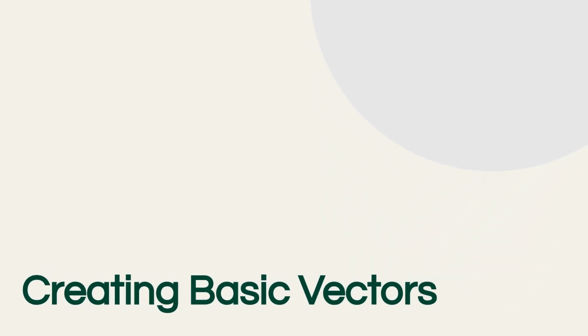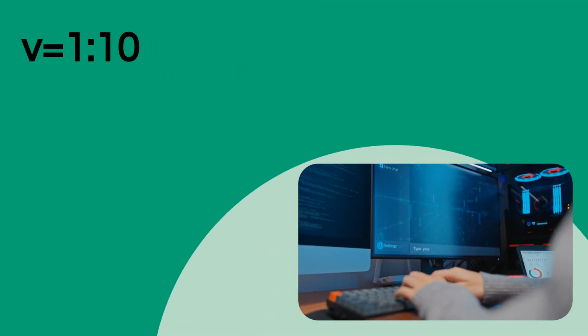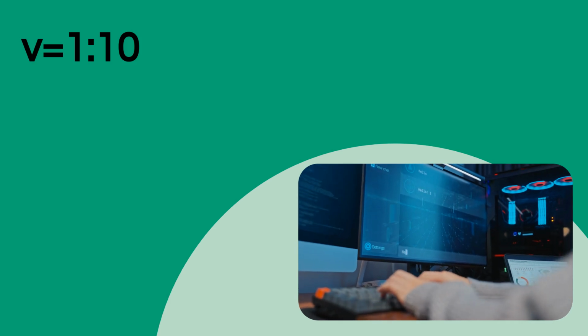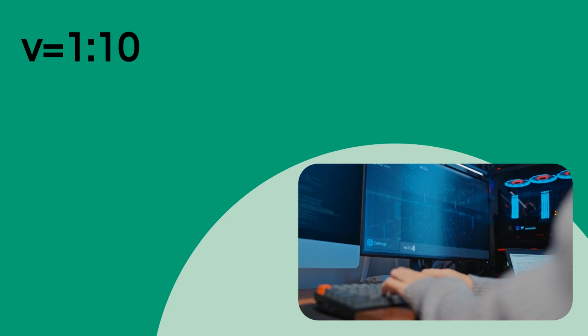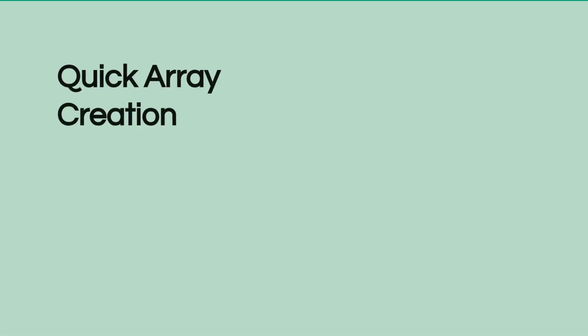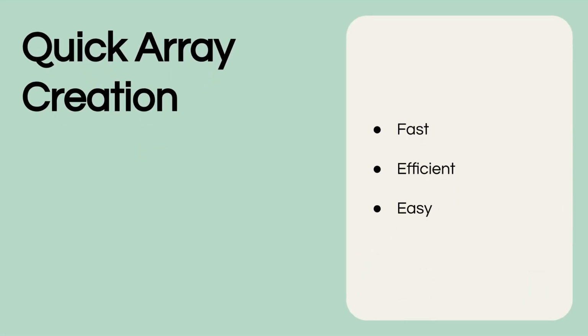First up, let's look at how to create basic vectors in MATLAB quickly and easily using built-in operators. The colon operator is your best friend for sequence generation. For example, v = 1:10 creates a row vector from 1 to 10 with steps of 1. This method is fantastic for quick array creation, especially when you need evenly spaced points with a simple increment.